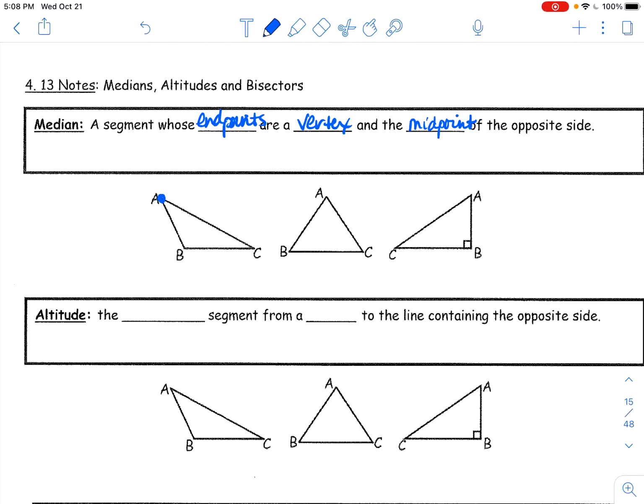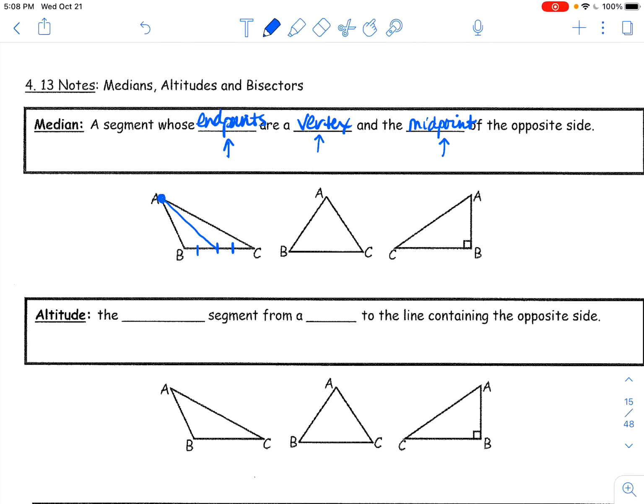will make my point at angle A. That's the endpoint at the vertex, and it's going to be going to the midpoint of the opposite side. So I've got to cut this side exactly in half, so I have two congruent segments. This is my median of this first triangle.